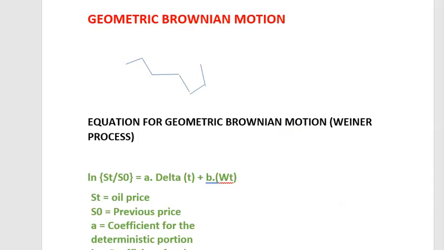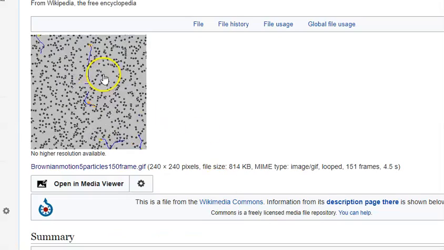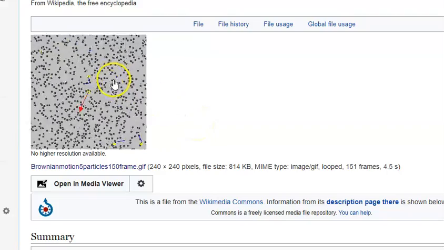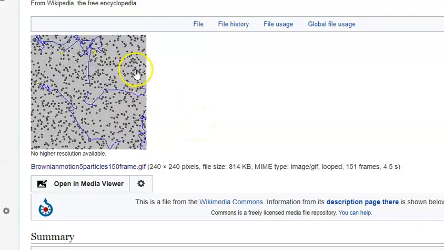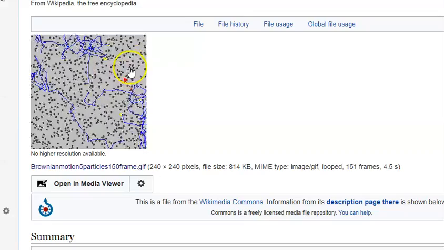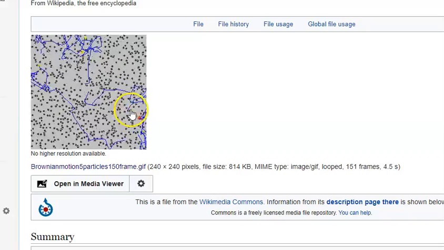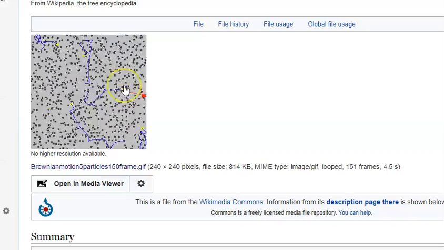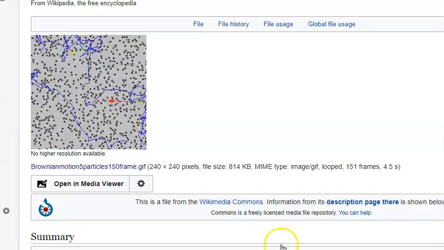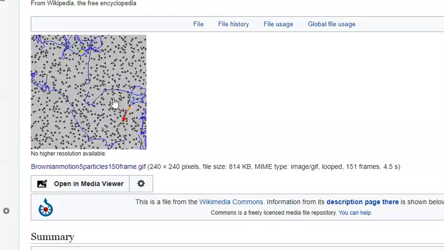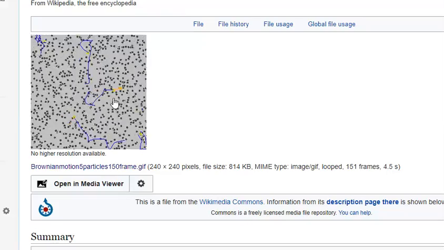Now I want to show a video here. Okay, you could see this is what Robert Brown saw. These dust particles or small particles were moving very randomly, and if you look at this red line moving around extremely, this is a totally random process. Stock market or oil prices are not a totally random process.